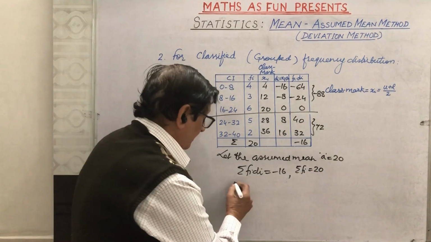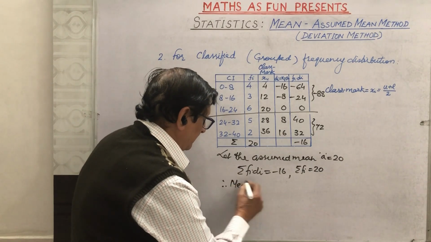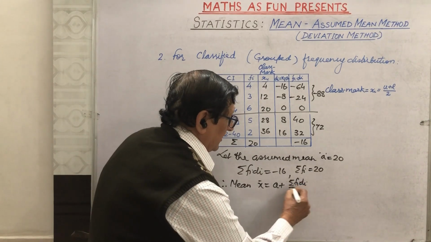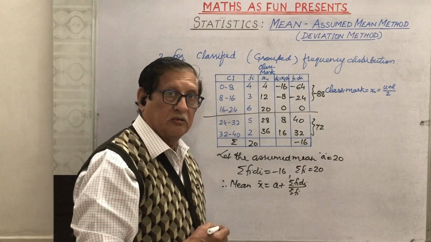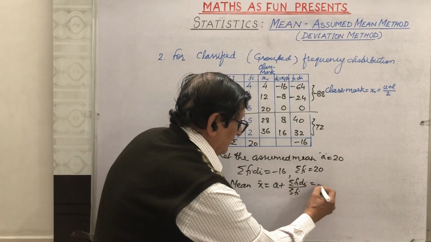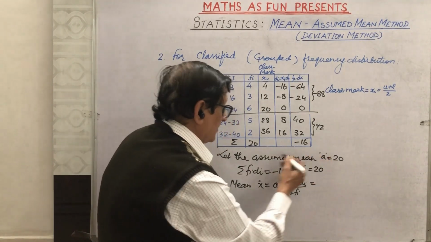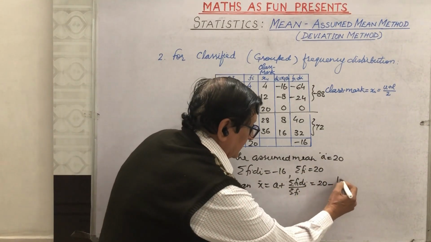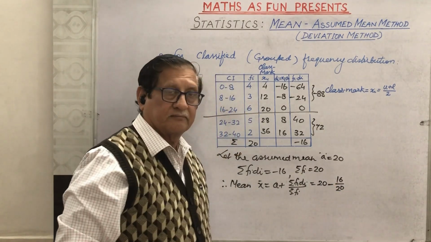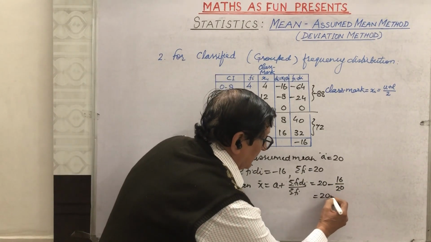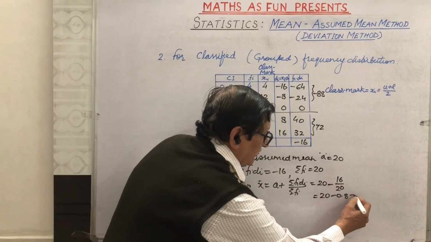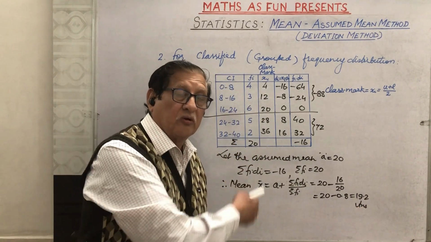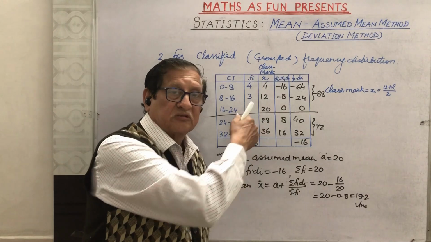And now we apply the formula to find out the mean. So we write, therefore, mean x bar is equal to a plus sigma Fi Di upon sigma Fi. Substituting the values, we get here a is 20, and sigma Fi Di is minus 16, so this will be minus 16 upon 20, which is equal to 20 minus 0.8, which gives us 19.2, which is the answer, that is the mean of this particular frequency distribution given.